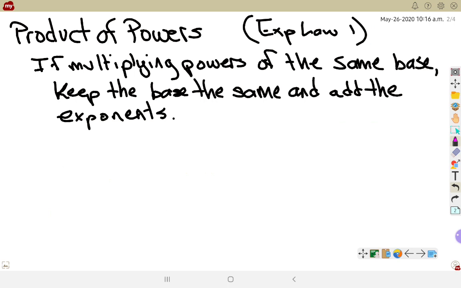It says if we are multiplying powers of the same base, okay, we're going to keep the base the same and add the exponents. So there's some keywords here. If multiplying powers that have the same base. Okay, so this only works in that instance. When we're multiplying and the powers have to be the exact same base, then we're going to keep the base the same and add the exponents.